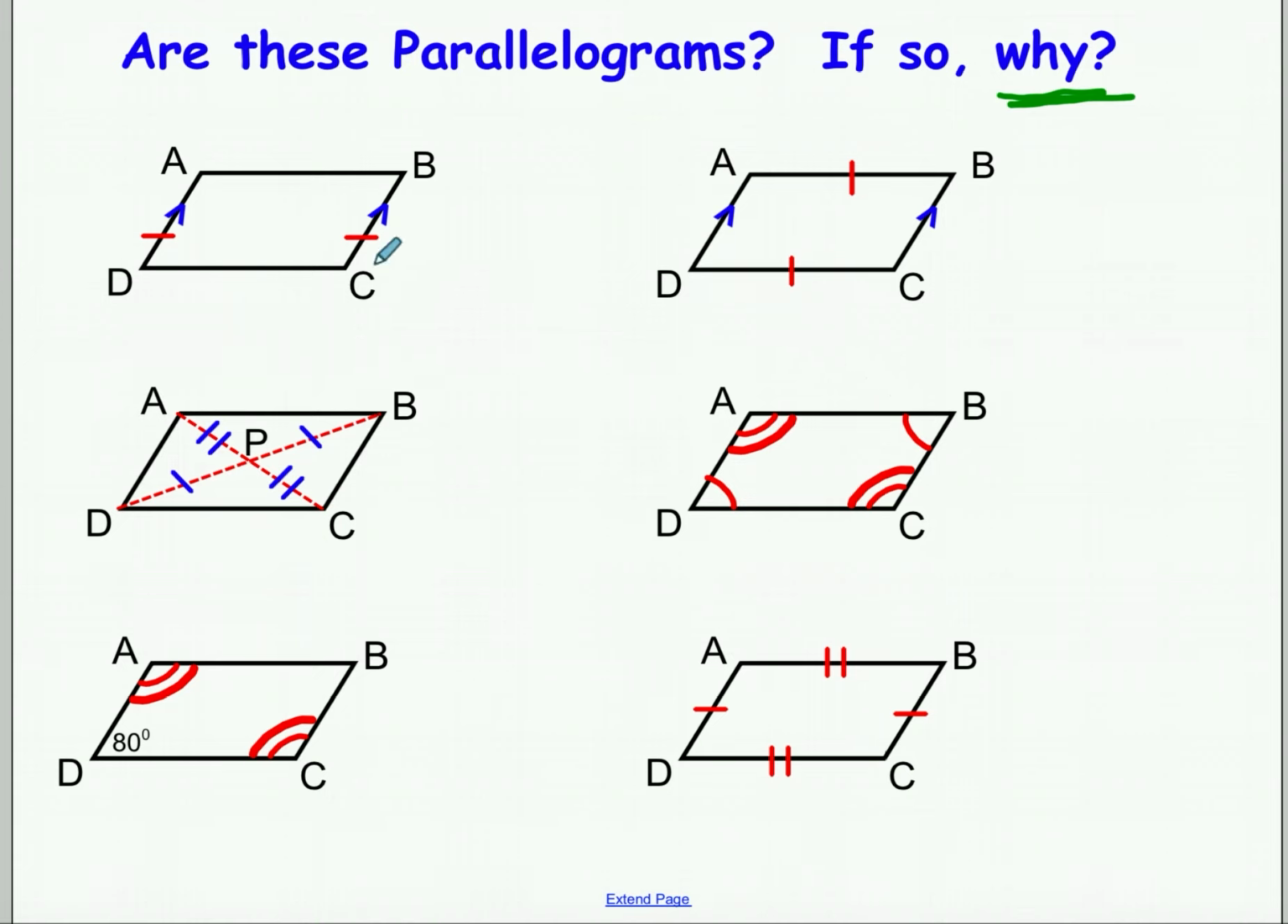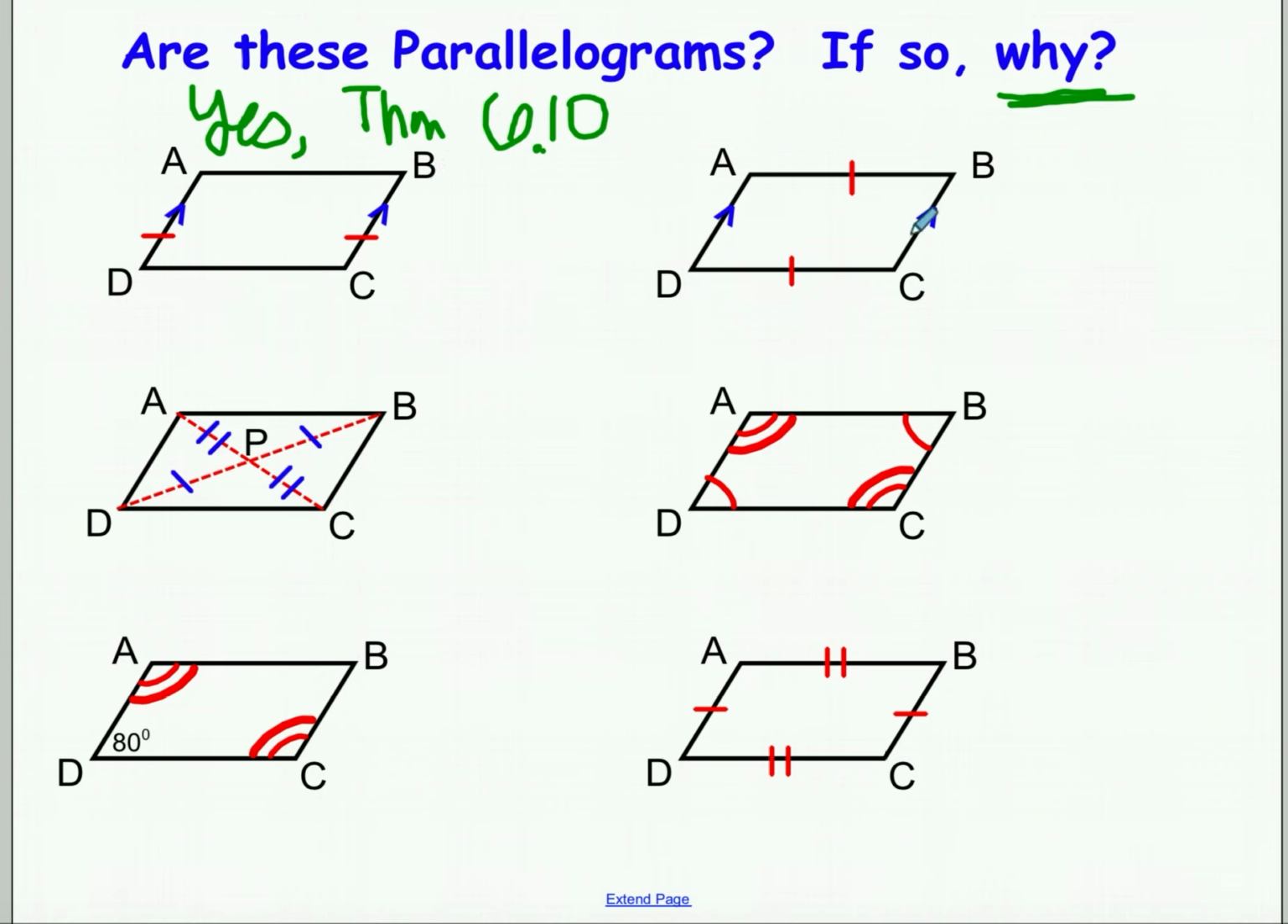Is this a parallelogram? Well, obviously here the answer is yes. And the why is theorem 6.10, which is the one that we just learned that says that if one pair of opposite sides is both congruent and parallel, then it is a parallelogram. So that one is pretty easy. So we know that one is yes for sure. That's a parallelogram. But let's look at this one.